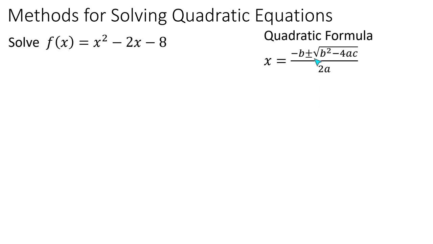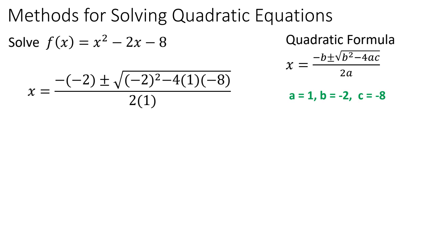And then the last one is the quadratic formula. So the quadratic formula works for everything. It's x equals negative b plus or minus the square root of b squared minus 4ac, divided by 2a. And remember, a is going to be the coefficient in front of x squared. In this case, it's 1. B is the number in front of x. In this case, it is negative 2. And c is the constant, which is negative 8.